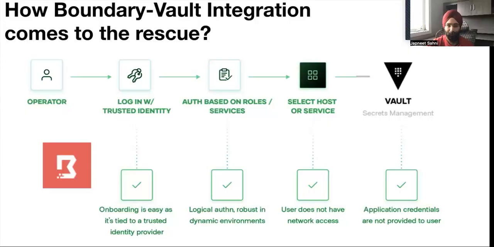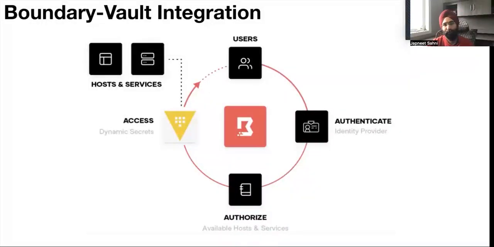So if we have to summarize all the previous slides, you will notice that Boundary users will authenticate to Boundary using an identity provider. Once authenticated, they will see only a certain set of hosts or targets which they are authorized to see, courtesy of roles and permissions. Finally, they make a proxy connection to the target system using Boundary and get the dynamic credentials for the target system from HashiCorp Vault. These credentials will expire after a certain TTL or can be configured to be used only once.